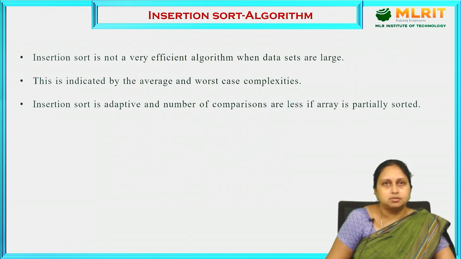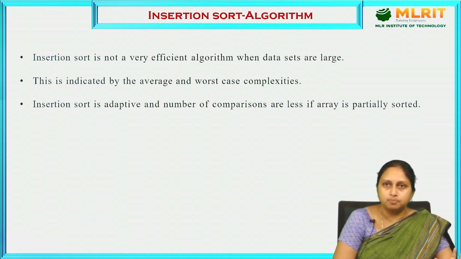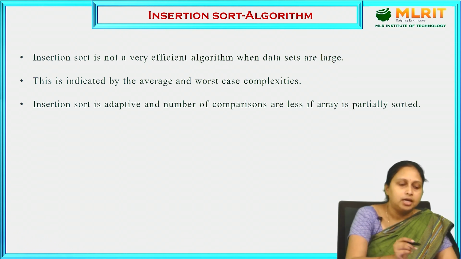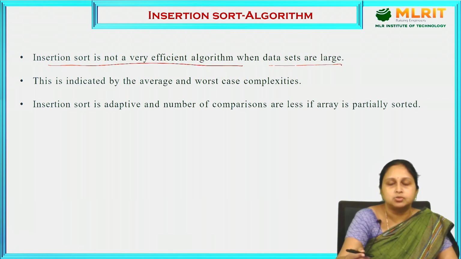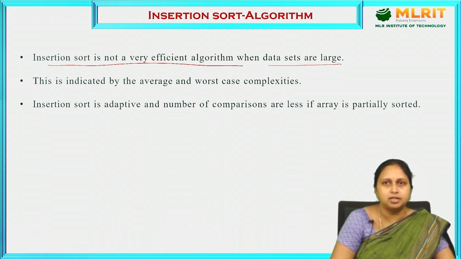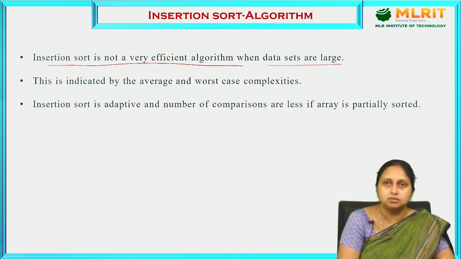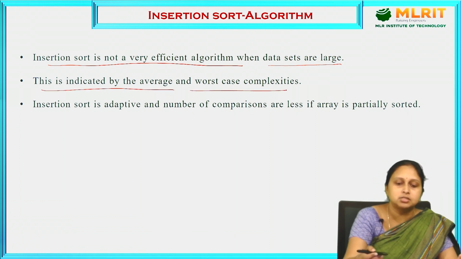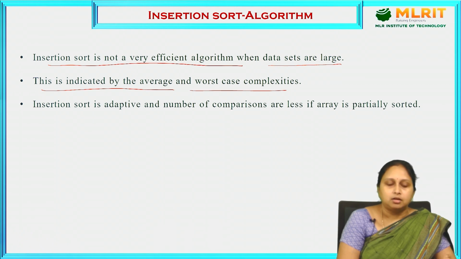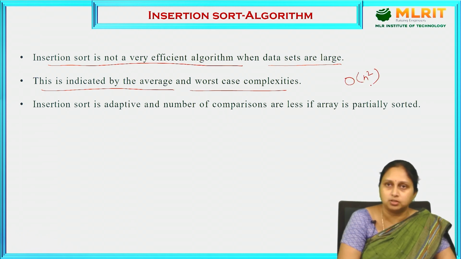Let us see the insertion sort algorithm and some important points where you need to remember. Insertion sort is not a very efficient algorithm where data sets are large. When you have a small data set, it is very easy to compare from first, second, third onwards. But if it is a large data set, then it is a very time-taking process. And this is indicated by the average and worst case complexities. If you see the average and worst complexities of insertion sort, it will be taking big O of n square. The time complexity is more for this, right?